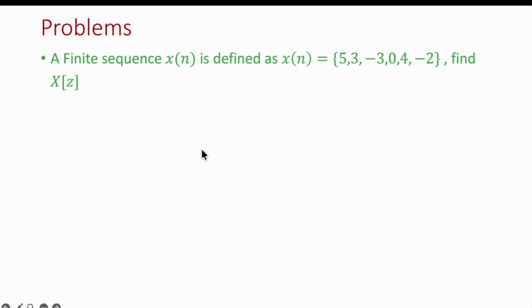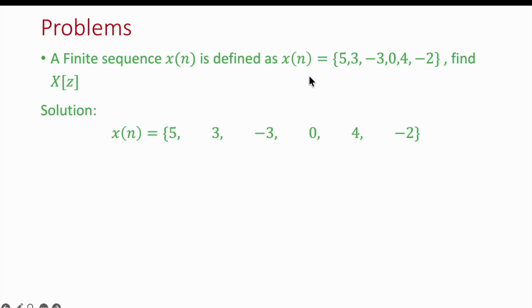Now we can solve a few problems in order to have a better understanding of the z transform. So the problem is that a finite sequence x of n is defined as x of n equals 5, 3, minus 3, 0, 4, minus 2. So these are basically the discrete time samples, and you are asked to calculate x of z.